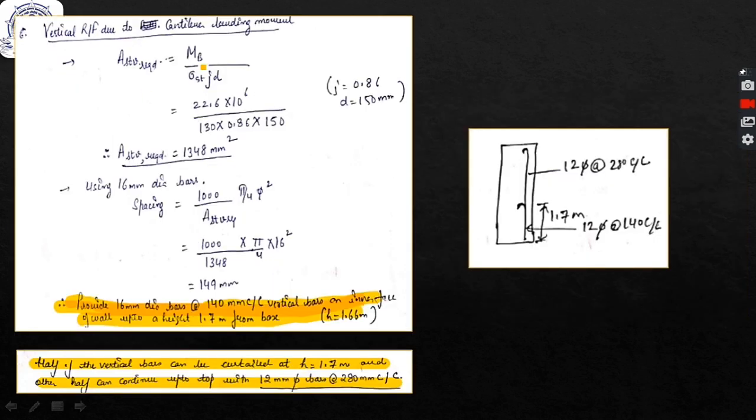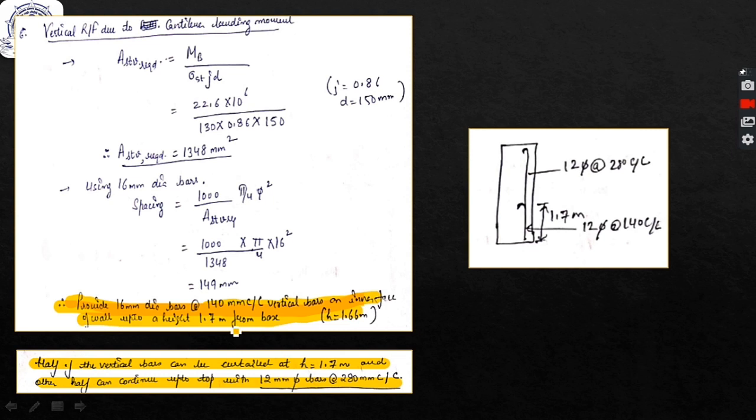Now vertical reinforcement due to cantilever bending moment is calculated. Ast is equal to M upon sigma st jd. We assume the diameter of bars and calculate the spacing of these bars. So these 16 mm dia bars are provided at 140 mm center to center on the inner face due to tension on the inner face at a height of 1.7 meter from base.